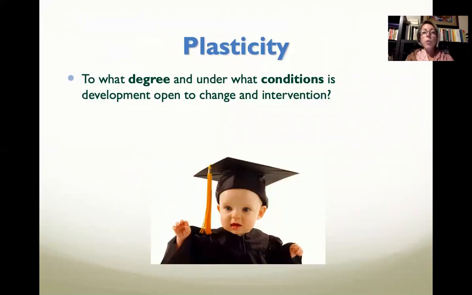Okay, next central question is plasticity. And the question here is, to what degree and under what conditions is development open to change or intervention? How much can we change it? Is it possible to take an infant at this age, the kid in the picture, and say, this kid is for sure going to graduate college? Can we know that at that age? Are there contextual cues that we could use to determine that kid's going to college? Right? That's the question, right? That is plasticity. How much are things open to change?